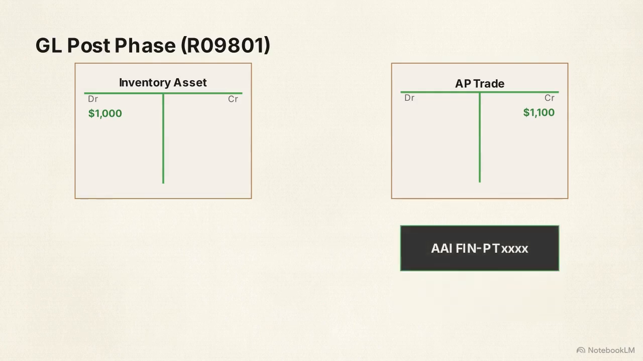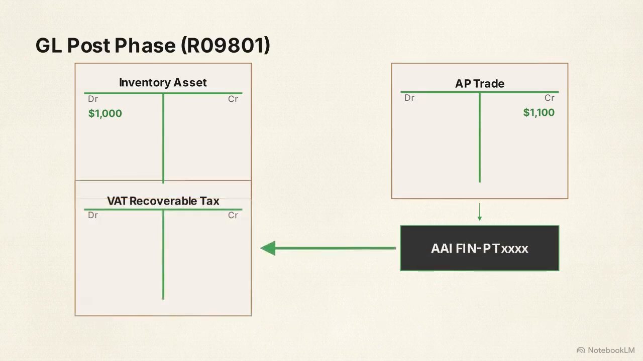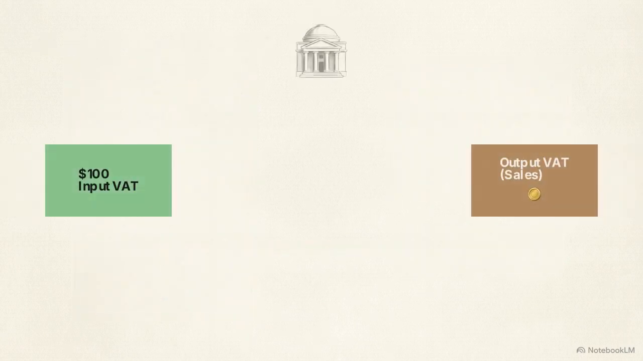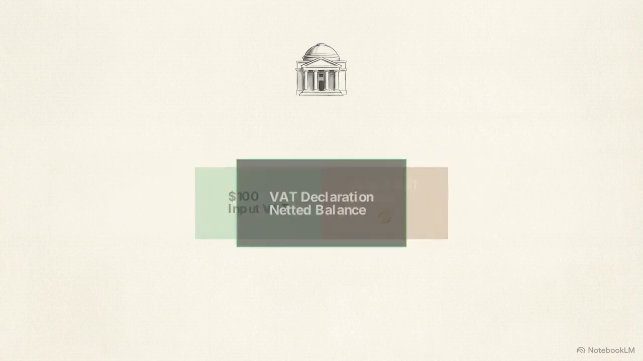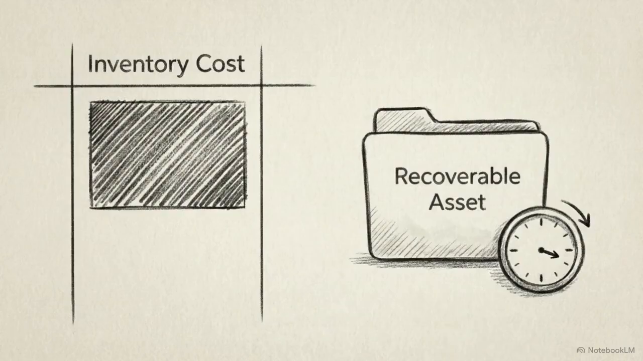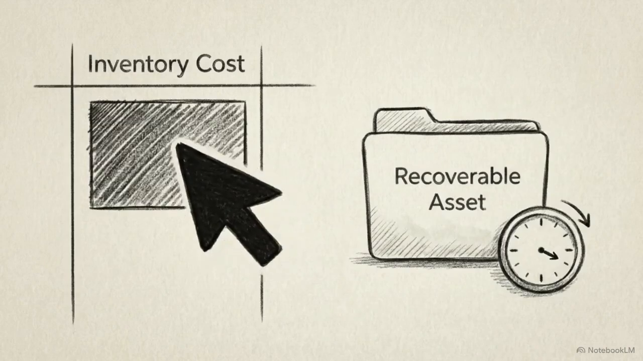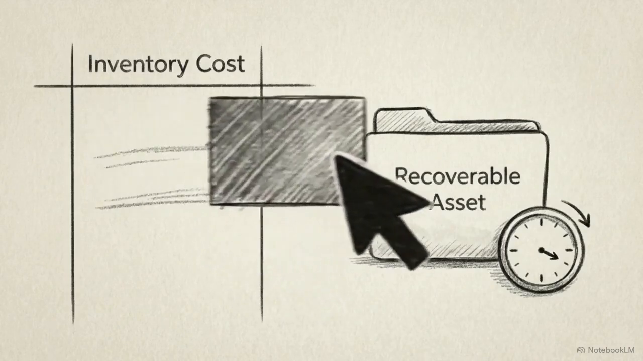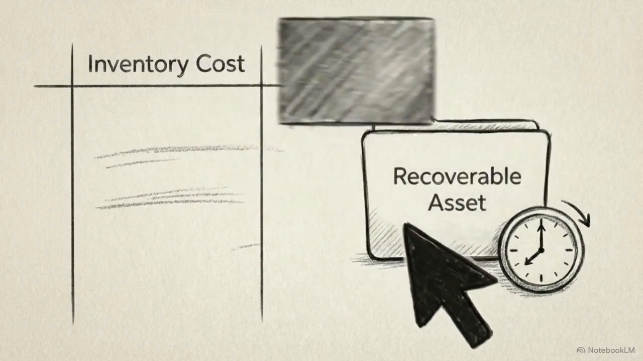To balance this credit without inflating inventory cost, the system uses Financial AAI FinPT XXXX. This routes the $100 CAX into a dedicated asset account called VAT Recoverable Tax. This debit balances the ledger against the AP trade credit, keeping inventory value at $1,000. Downstream, this $100 recoverable asset will be offset against the output VAT collected from customers when the final product is sold. Code V divorces the tax burden from the inventory cost, generating a temporary asset that balances the ledger while the company waits for government reconciliation.